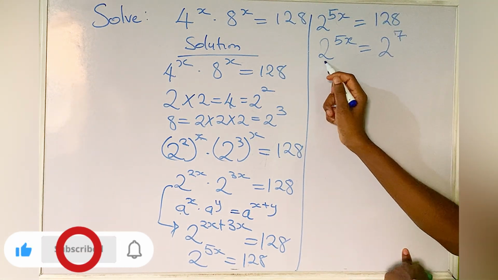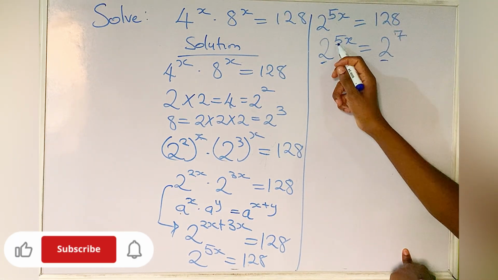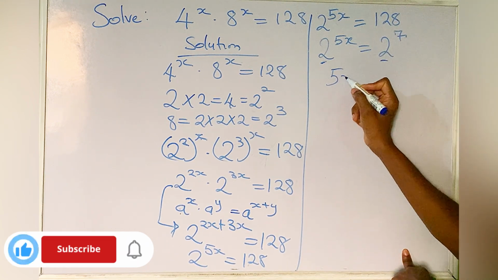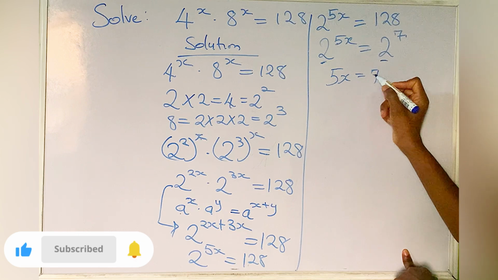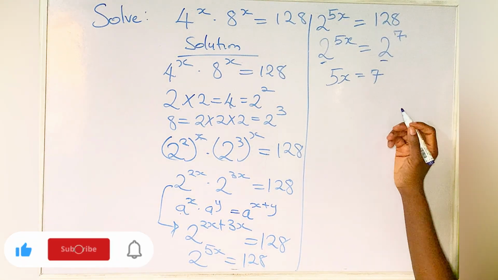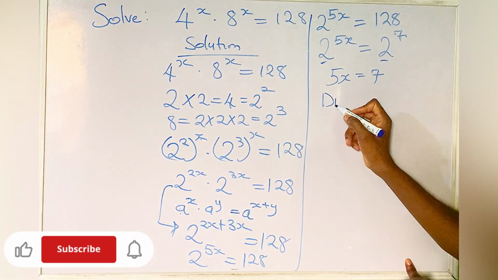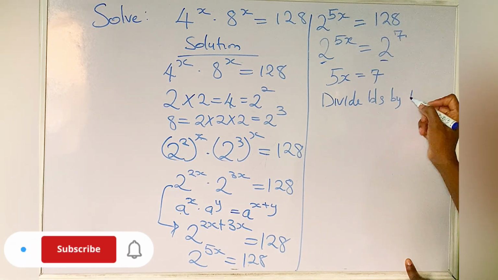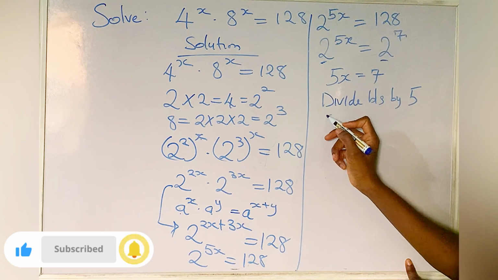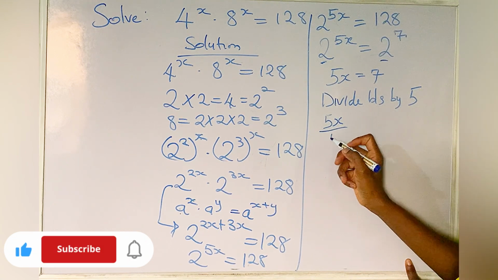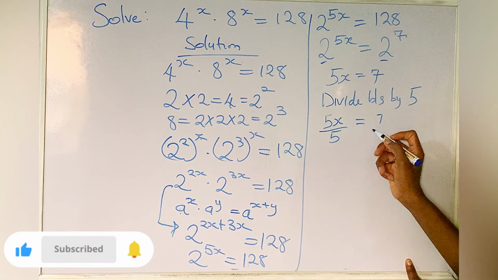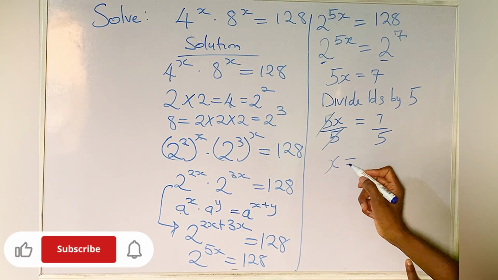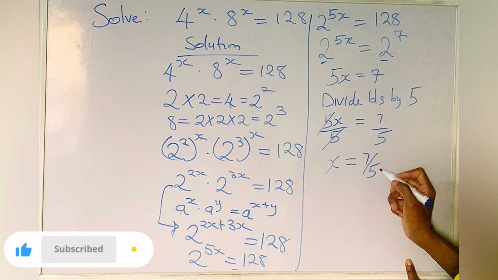So now, because the bases are the same, we can equate the powers. Okay, so this becomes 5x is equal to 7. And we are looking for the value of x in this equation. So we divide both sides by 5. We have 5x over 5 is equal to 7 over 5. 5 cancels 5, so x is equal to 7 over 5.